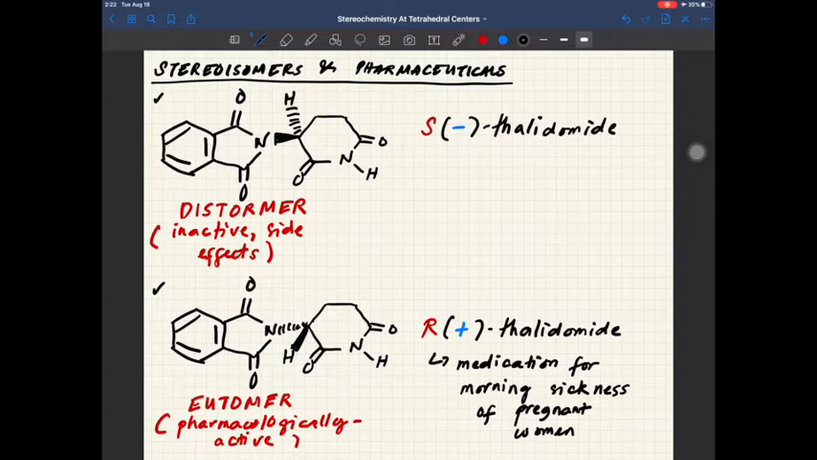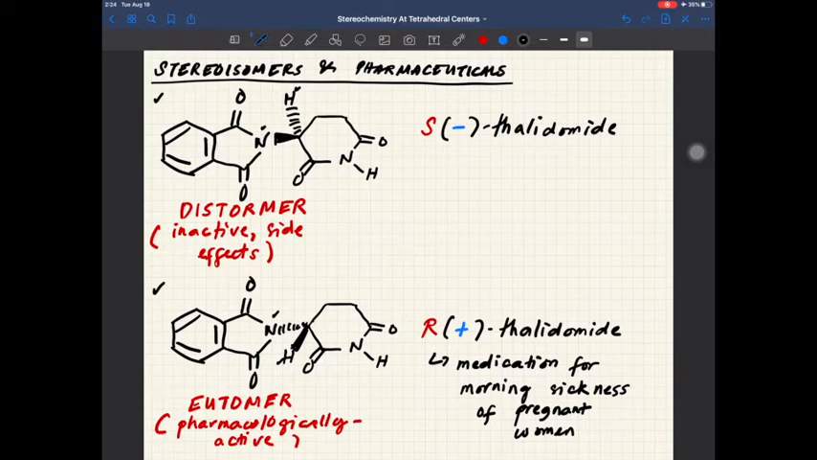So this is the structure of R-plus thalidomide, wherein the nitrogen is situated at the back and the hydrogen is situated in the front, whereas in S-minus thalidomide, nitrogen is situated at the front and hydrogen is at the back. R-plus thalidomide, in pharmaceutical terms, is designated as the eutomer. Eutomers are the pharmacologically active forms of a drug. On the other hand, in pharmacological terms, the distomer is the other form of a medication, which is either inactive or possesses side effects.